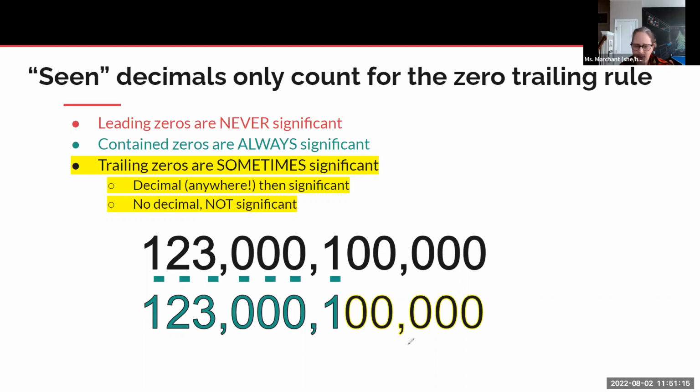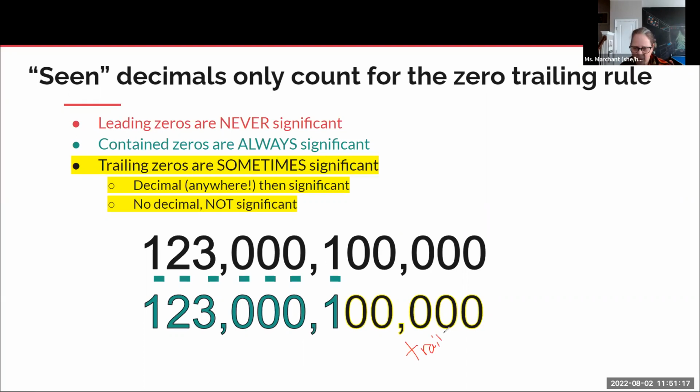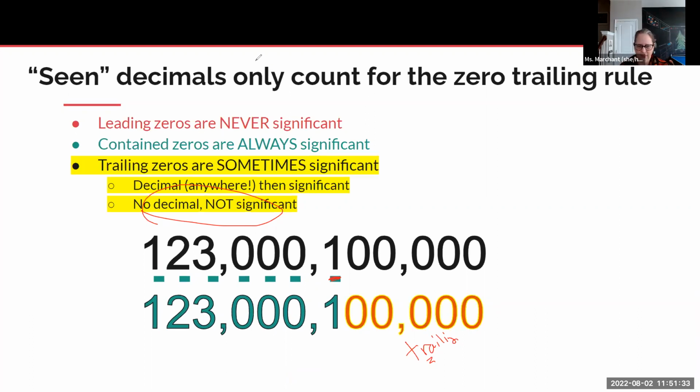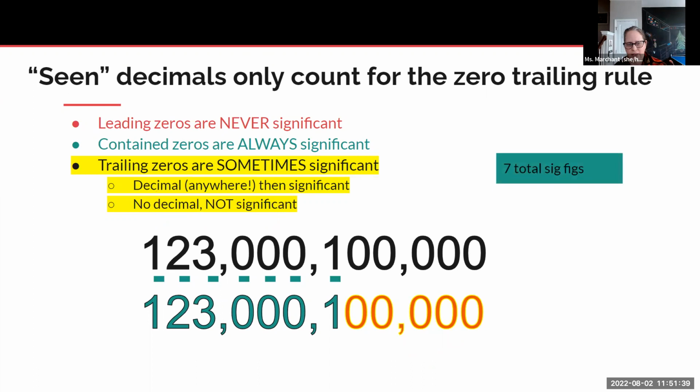And then we're going to evaluate. Remember, on the right is called trailing because trailing has an R in it for right. Everything to the right of that last non-zero, we need to decide, do we see a decimal? No decimal, so those guys are not going to be significant. So we are not going to count them in our underlines. So our first set of underlines does work. And we have 7 total sig figs here. The 1, 2, 3, 0, 0, 0, and 1 are significant.